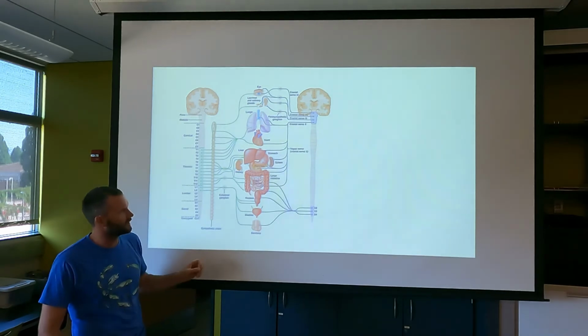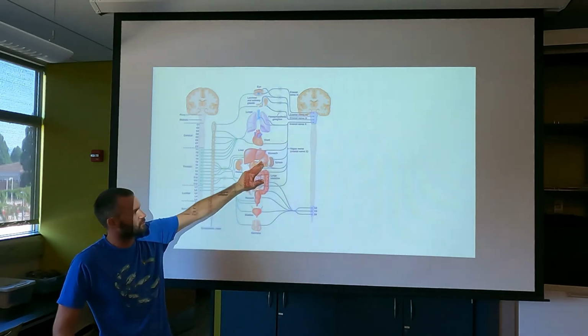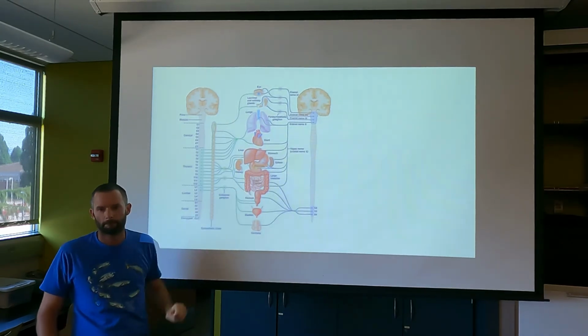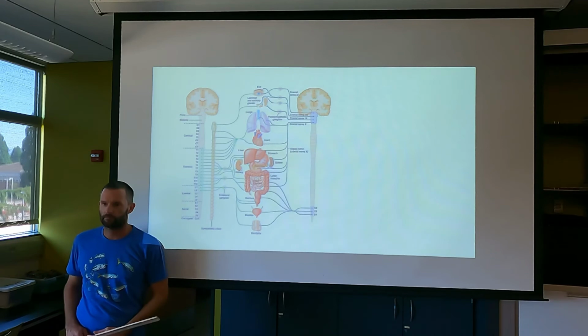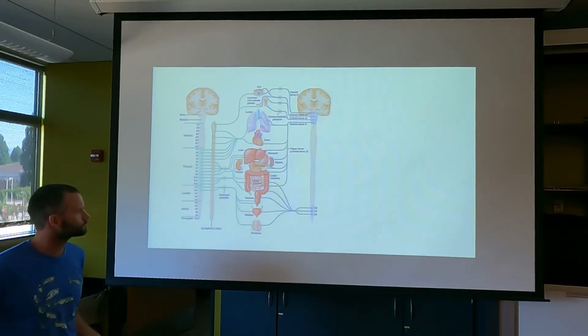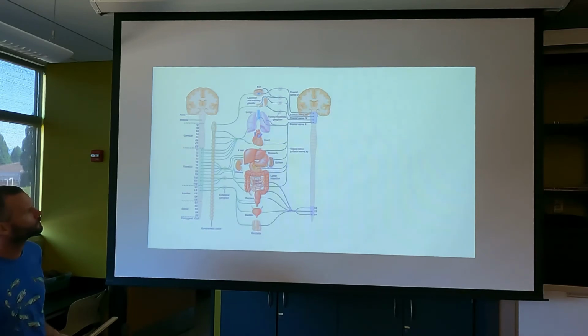Do you guys know the neurotransmitter that's released by both the pre- and postganglionic neurons of the parasympathetic nervous system? Acetylcholine. Okay, good.